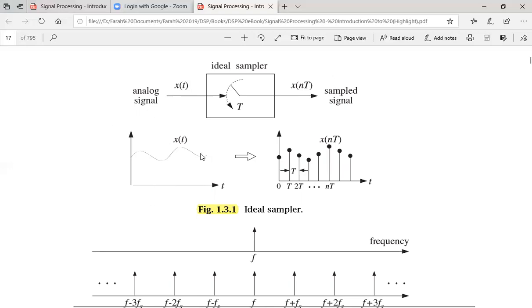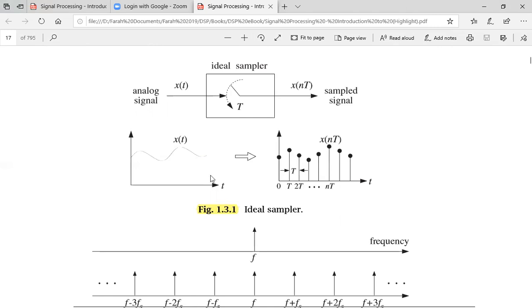If this x(t) is a continuous time signal, now you have this signal being sampled. It means the switch is closed after every sampling interval, that is T. You have your first sample at 0 when n is 0. When n is 1, you have this sample. When n is 2, you have this sample, and so on. So this is the effect of an ideal sampler.